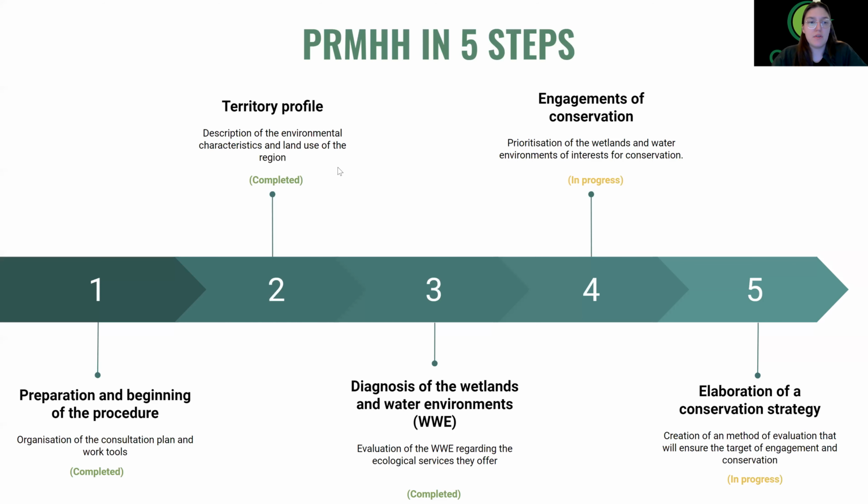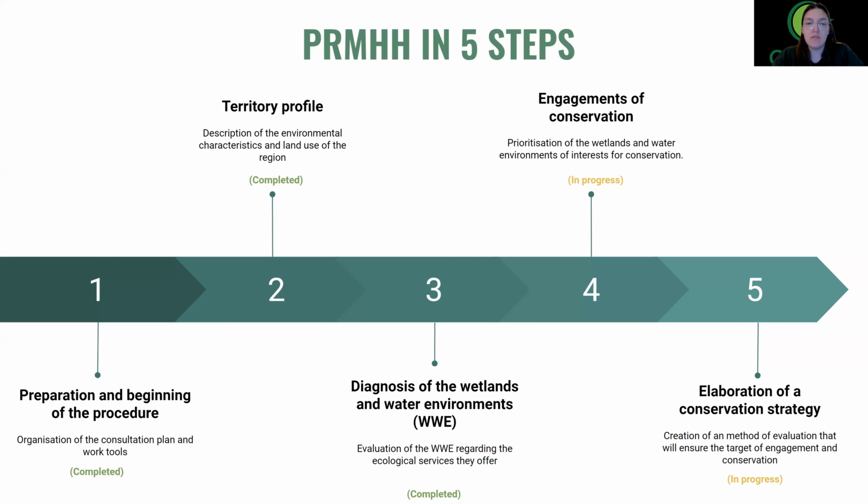So there's 5 steps. First, there was the preparation and beginning of the procedure. So that's the organization of the consultation plan and work tools. And that's completed. And after that, there was the territory profile. So that's the description of the environmental and characteristic and land use of the region. That is also completed. And the step that we just completed is the diagnosis of the wetlands and water environments.